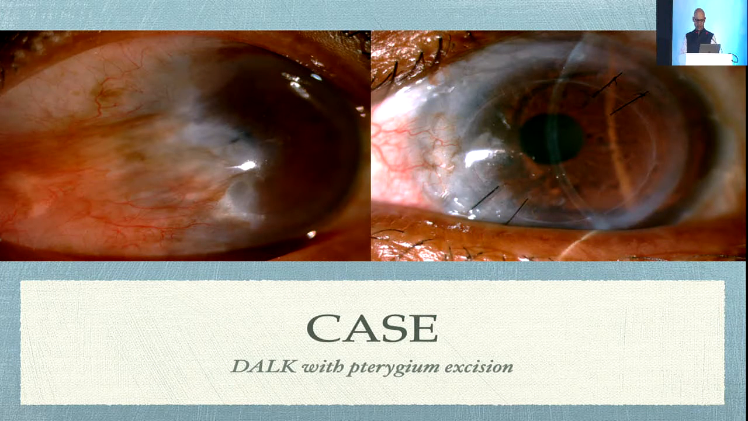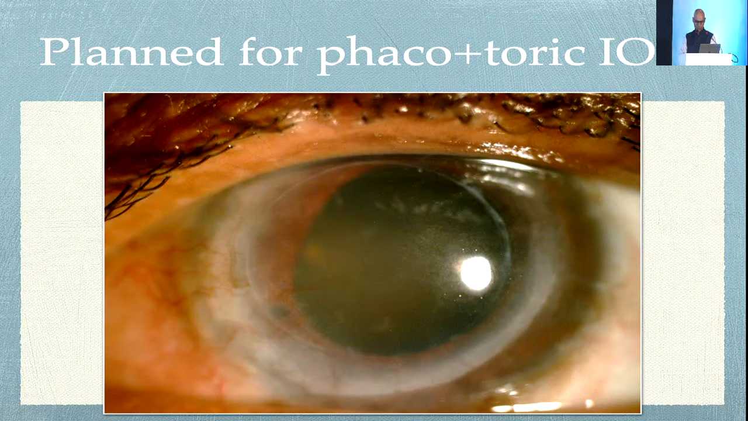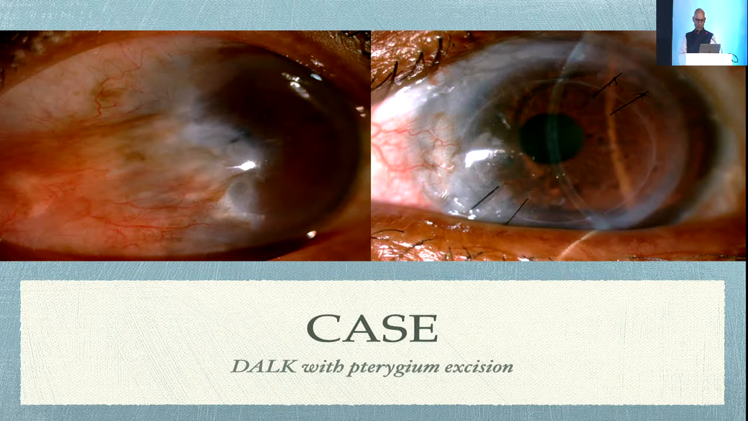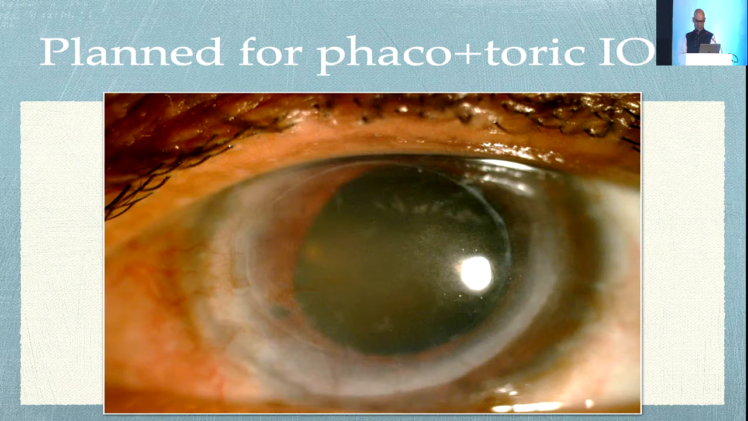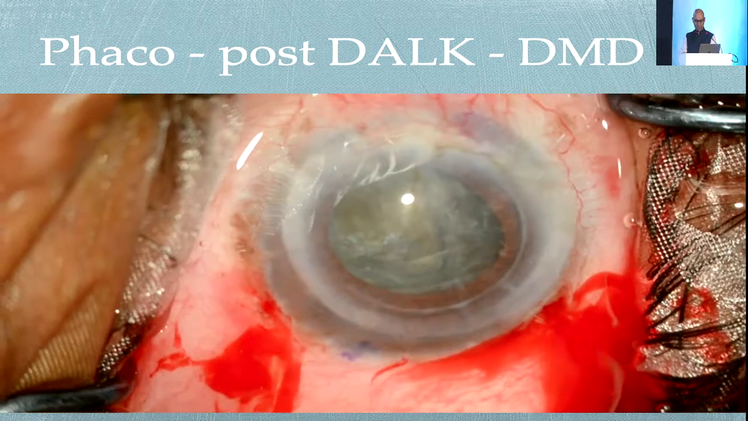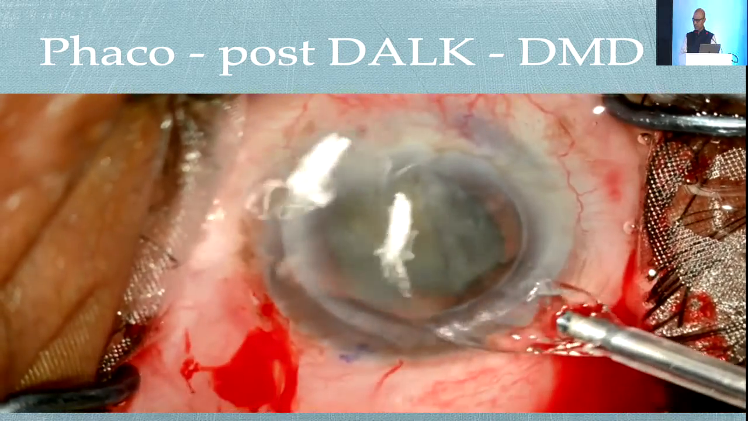Pterygium cases, so this was one case which had a DALK along with the pterygium surgery. It was a lot of scarring because of pterygium. Patient did quite well, had a nice clear graft. Postoperatively, there was significant astigmatism, and there was also a cataract, so a phaco with toric IOL was planned. And just look at this case, okay?